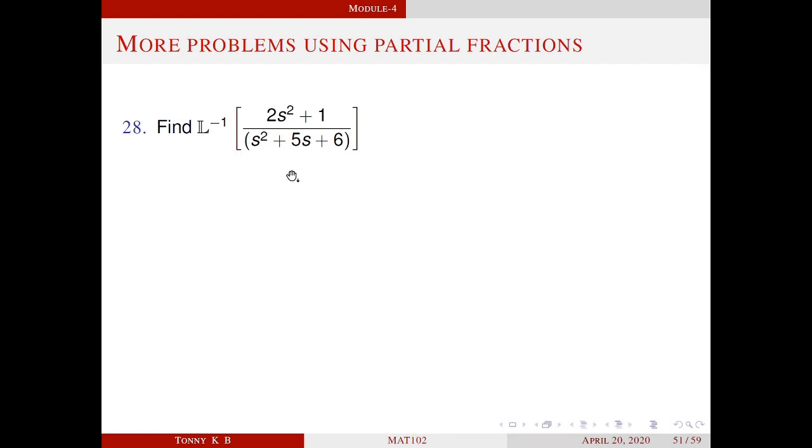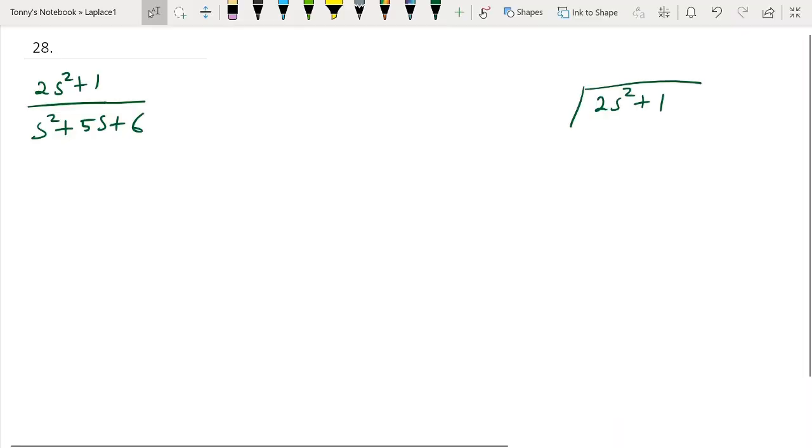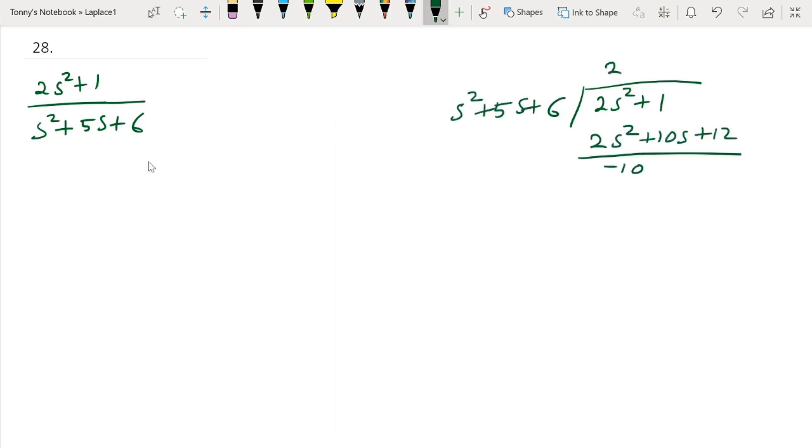Okay, we will solve this problem. This is not in standard form, so we are going to apply partial fraction. To apply partial fraction, the degree of numerator should be less than degree of denominator. Here both are 2. So first we should divide. Therefore this is equal to.